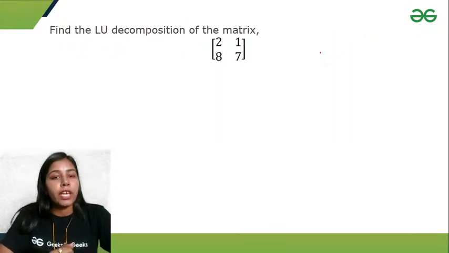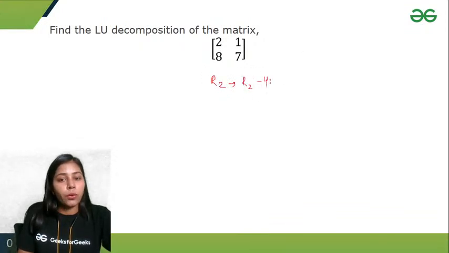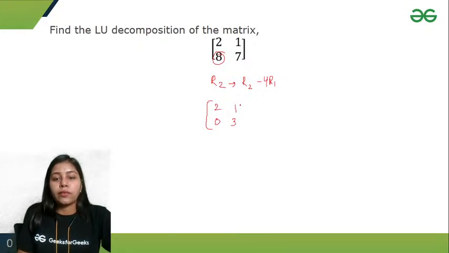Again, in this question we have to find the LU decomposition of this matrix. So what would I do? I'll use the operation R2 tends to R2 minus 4R1, right? I'll make this 0. So what would I get? 2 1, 4 2 gives 8, 8 minus 8 is 0, and 7 minus 4 will give me 3.